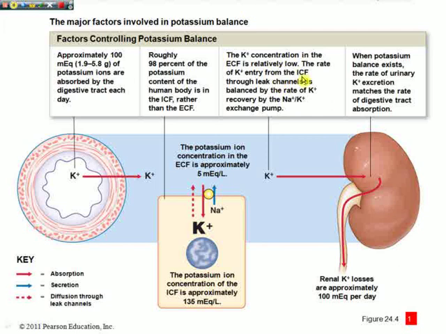So the rate of potassium entry from the ICF is through leak channels, and it's balanced by the rate of potassium recovery by the exchange pump. When potassium balance exists, the rate of urinary potassium excretion matches the rate of digestive tract absorption. So your renal potassium losses are about 100 milliequivalents per day, which is the same as your average amount of potassium taken in by the GI tract.